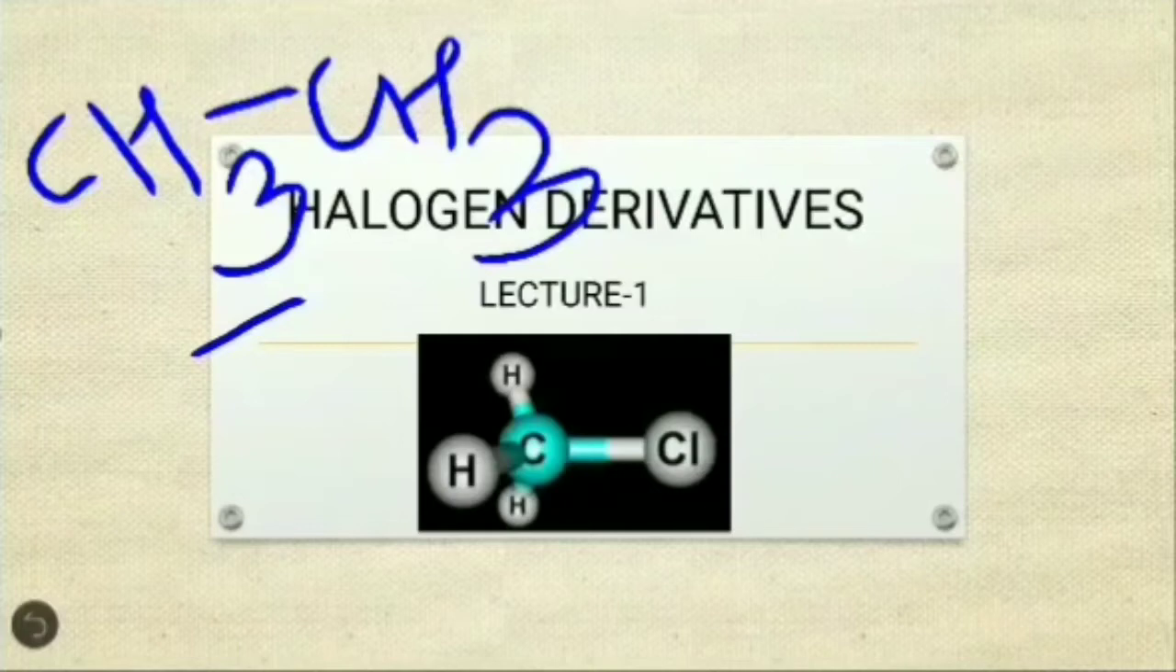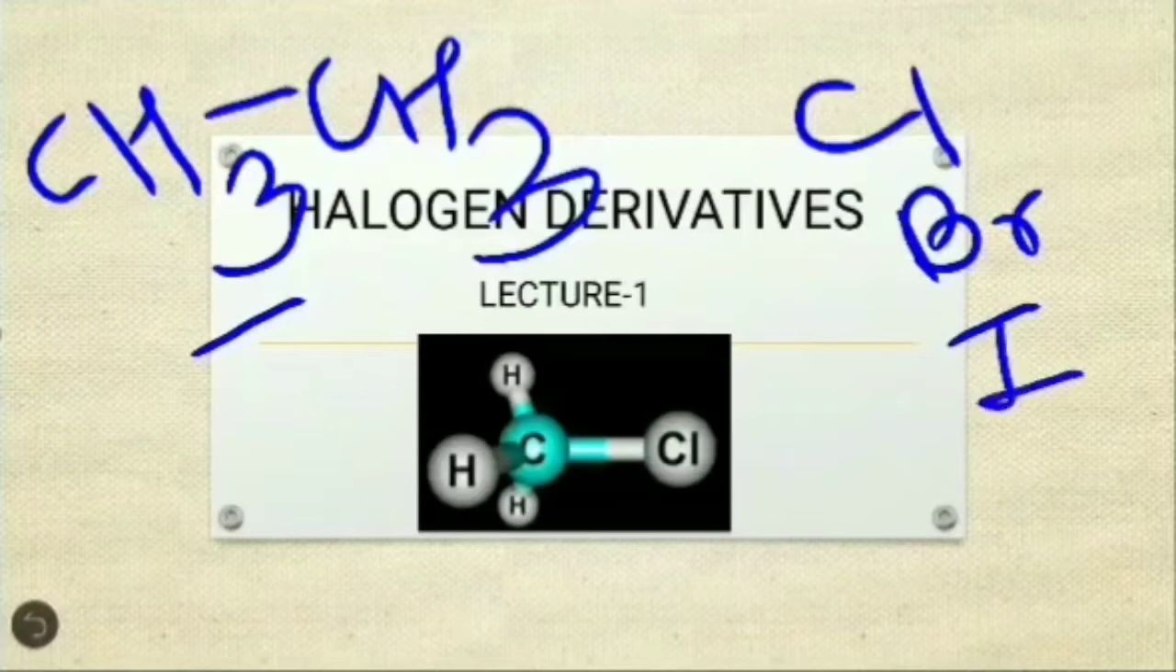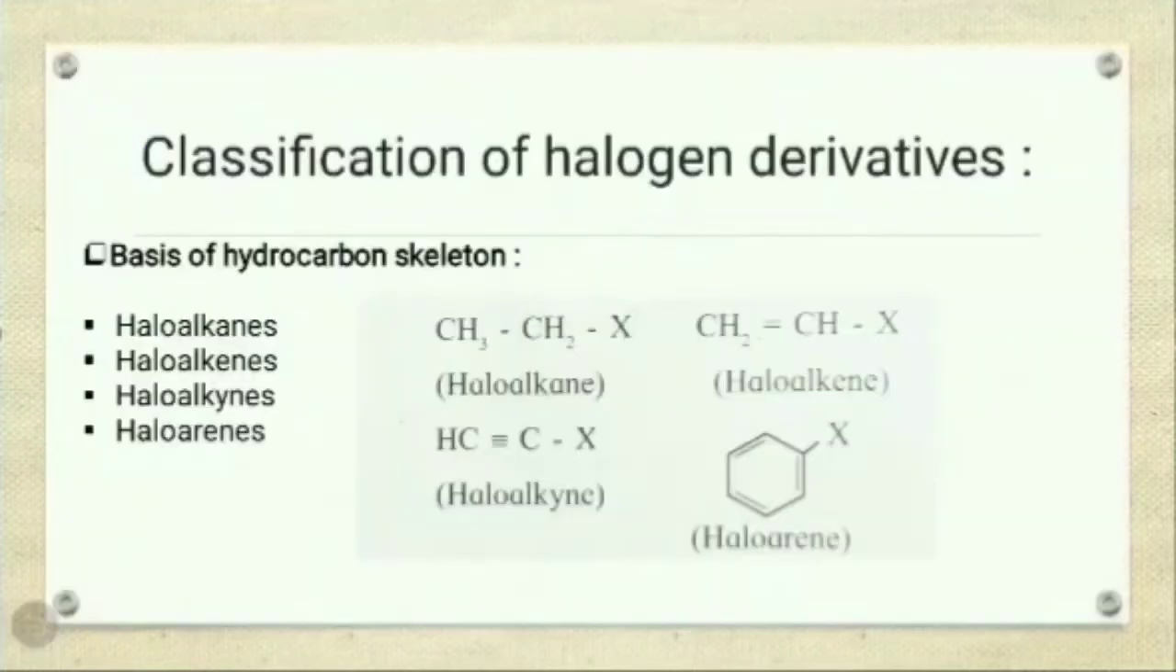Halogen atoms are chlorine, bromine, iodine and fluorine. We will see the classification of halogen derivatives in detail. Halogen derivatives of hydrocarbons are mainly classified in two ways, that is on the basis of hydrocarbon skeleton and on the basis of number of halogen atoms. First we will see on the basis of hydrocarbon skeleton.